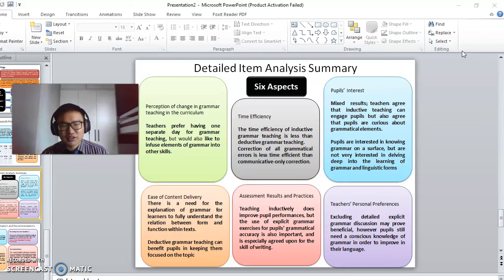For the 2 aspects mentioned before this, however, time efficiency and ease of content delivery, teachers mainly favored the deductive grammar teaching method. They said that the deductive method of grammar teaching is more time efficient and that it is necessary for pupils to understand the connection of form and function in language, and also it is beneficial to keep students more focused in the classroom.